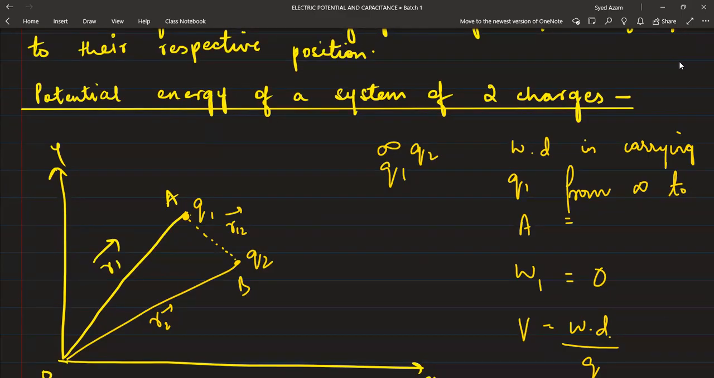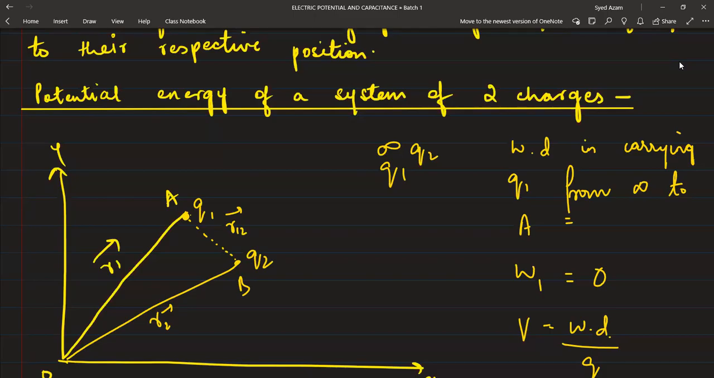Now, in the previous case, we just had the potential. Now, when two charges are interacting with each other, interaction means that they are able to exert forces on each other. Like if I say one charge is just existing, will it have any effect? No.